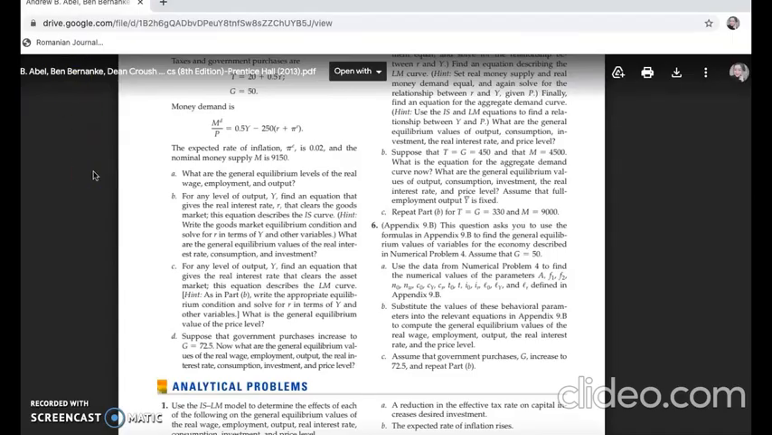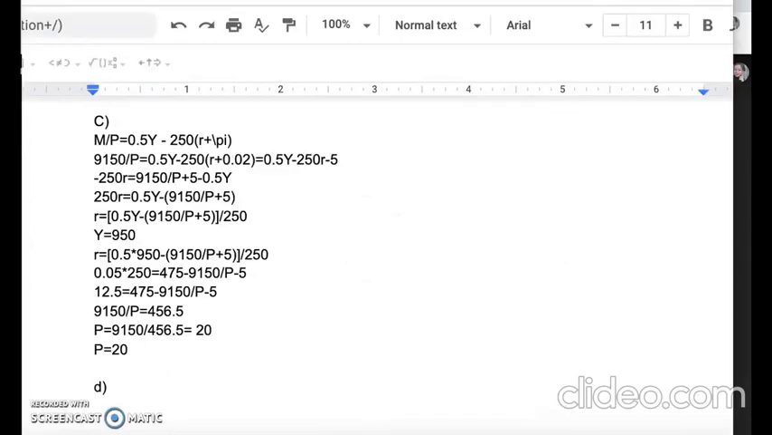Then move on. There is subquestion C. For any level of output, we will have to use the asset market, and this equation describes the LM curve. We will have to find the equation that gives the real interest rate in the asset market. So we will look at the asset market equilibrium, setting money demand equal to money supply. We will get this equation. This is money demand and money supply.